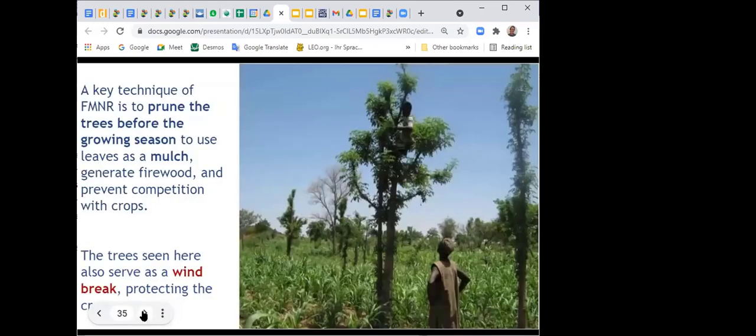Now, a key technique of this overall approach is to prune the trees before the rainy season or during the rainy season, like you see happening here. Farmers normally think that trees are going to compete with their grain crops, but if it's managed well, it can actually improve the soil. I'm going to show some slides shortly that show how this is done and actually improve the yields of the crops. Here the trees also serve as a windbreak.